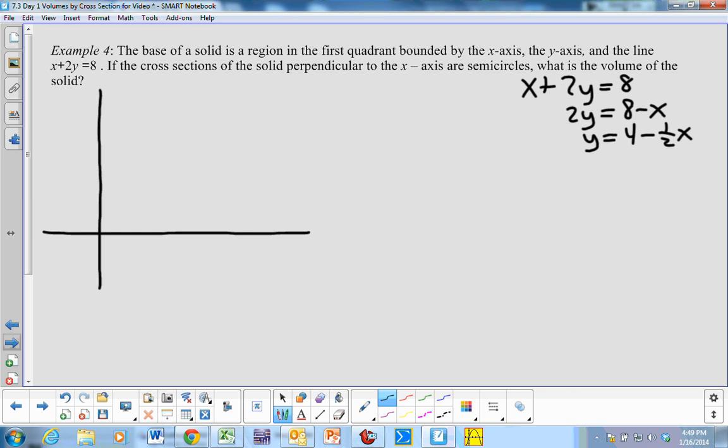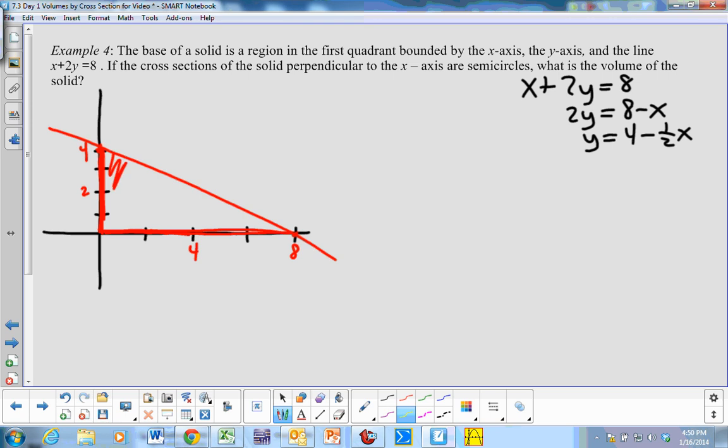So that's one way to graph it, or actually it might be easier just to go by the intercepts here. Just count by 2's over here. So your intercepts, if you set x equal to 0, you'll get y equals 4. So this is going to cross at 4. And if you set y equal to 0, you'll get x equals 8. So I'm going to count by 2's here and 1's here. And so there's my line. So that's part of the boundary. And then it said the x-axis and the y-axis. So here's your x-axis and your y-axis are also boundaries. So the shape that I have right here is the base.